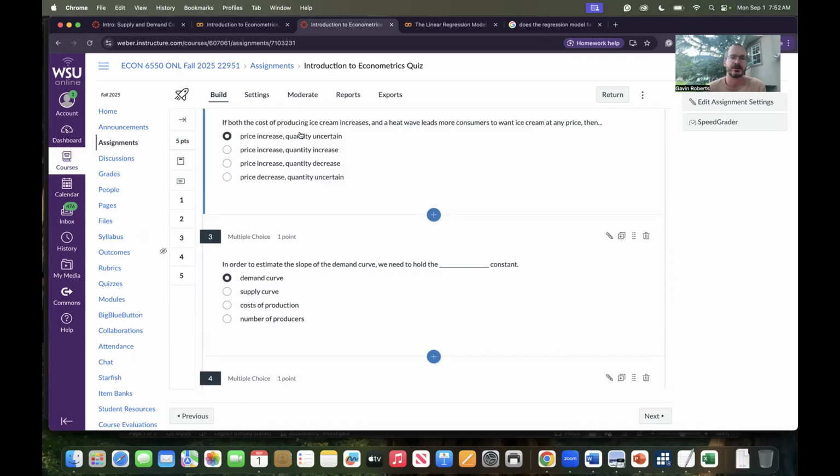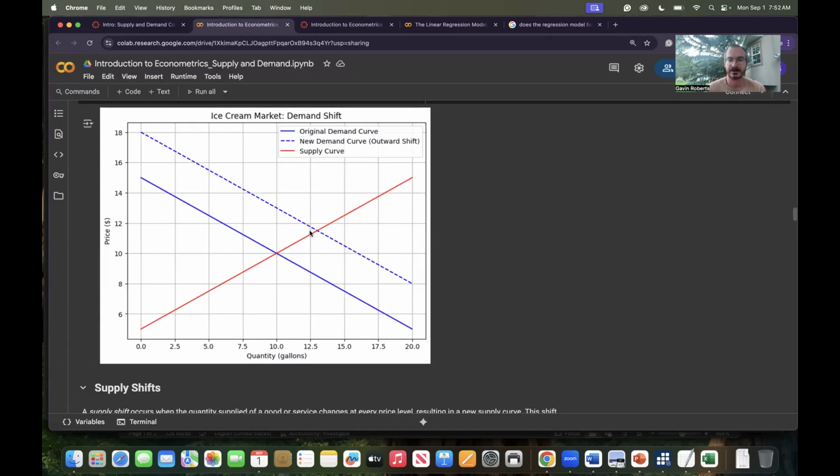If the cost of producing ice cream increases, that means the supply is going to shift in. That's one of the shift reasons. In a heat wave, people want more ice cream, so the demand curve shifts out. This is an outward shift in the demand curve. At the same time, the production cost thing is going to cause the red curve to go to the left, this direction. So that means we're going to be somewhere up here on this demand curve for our new equilibrium. So definitely price will be higher.